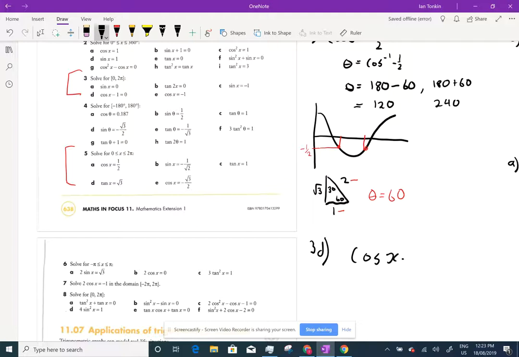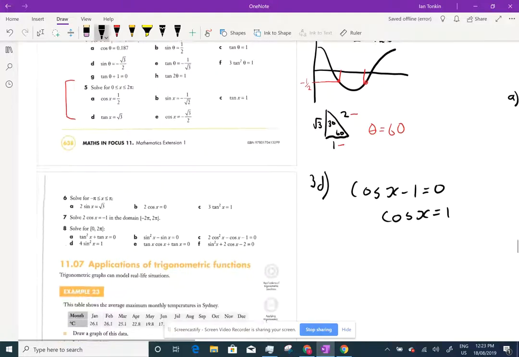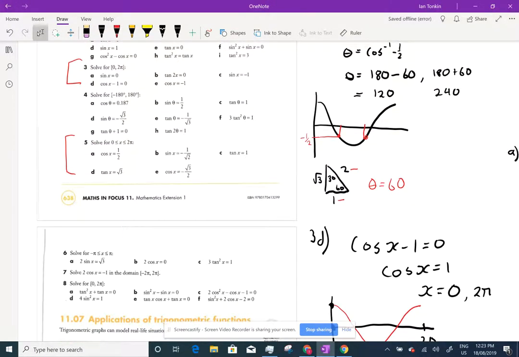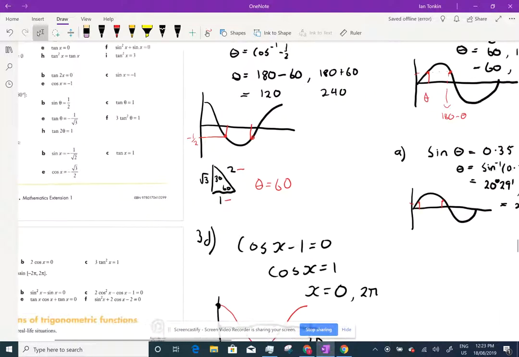Cos x minus 1 equals 0. So that means cos x equals 1. Again, I like to draw the curve. And I get two solutions from 0 to 2 pi, and they are 0 and 2 pi. So x equals 0 and 2 pi. Now, those ones are really easy in question 3, because they're all when it's 0 or 1 or negative 1. I want to get to question 5.